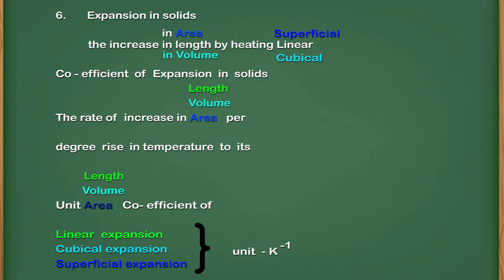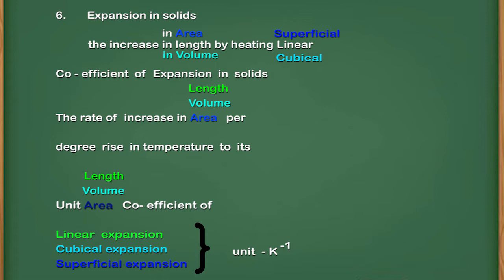When you heat the matter, whether solid, liquid or gas, everything will expand. So now we are going to see about the expansion in solids. There, in a solid, you will have length first. Then length into breadth you will get area. Then area with height you will get volume. That's why three expansions. First one will be linear expansion. Second one will be superficial expansion, that means area expands. Third one, cubical expansion.